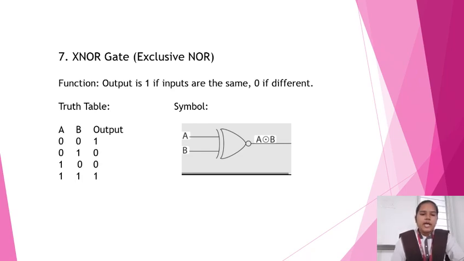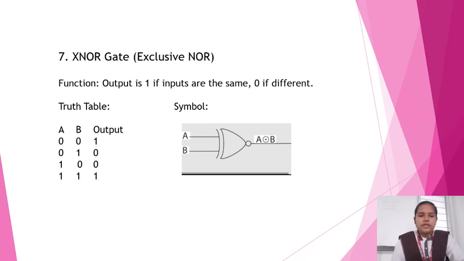The truth table is as below. We take inputs as A and B, and output as output. If we take A equals B equals 0, the output becomes 1. If A equals 0, B equals 1, the output becomes 0. If A equals 1, B equals 0, the output becomes 0. If A equals B equals 1, the output becomes 1.